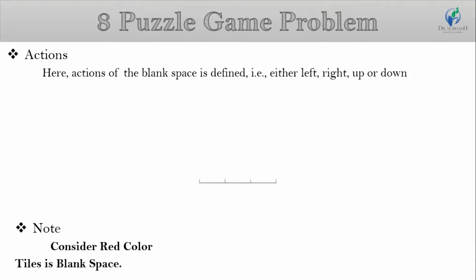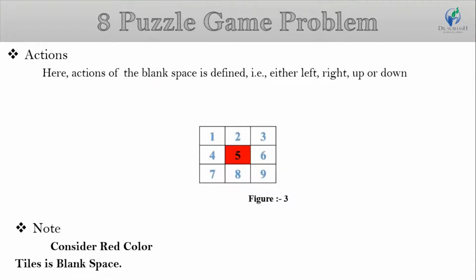Now see in figure 3 we have another 3 cross 3 matrix. In this example we have considered the red color digit as a blank space. So, as per the example, for digit 5, we can move left side, upside, right side, and downside.